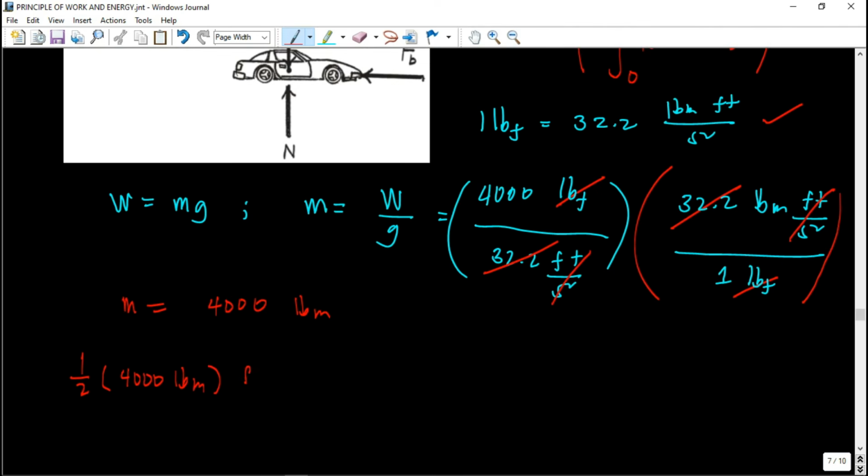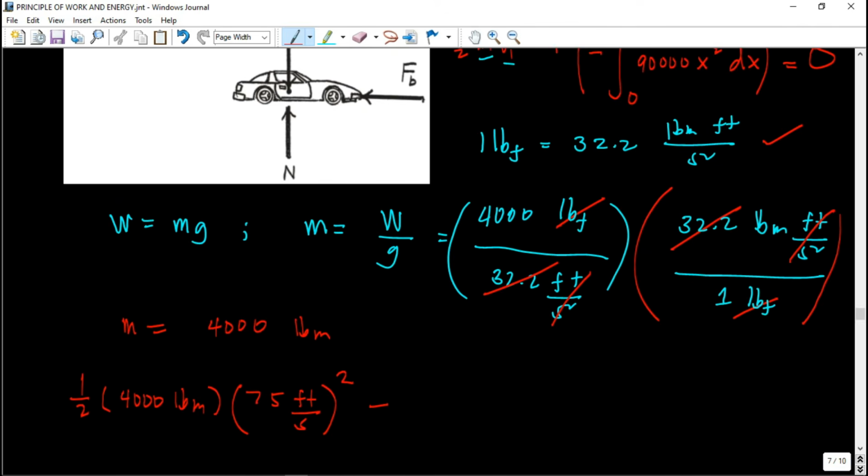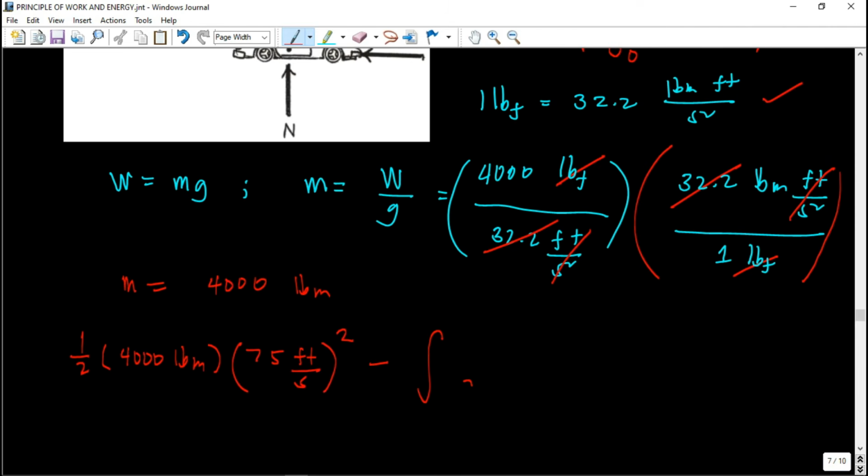Okay, so 75 feet per second, so that is squared. So 1/2 m v squared. So we have here minus, that is the integral of 90,000 x raised to 1/2, and you have your dx, and that is from 0 to x max. This is equal to 0.